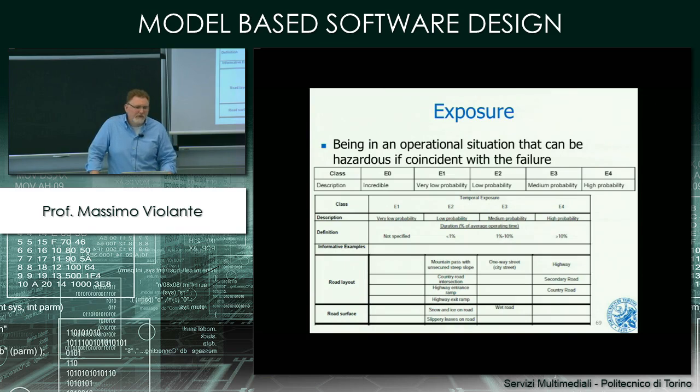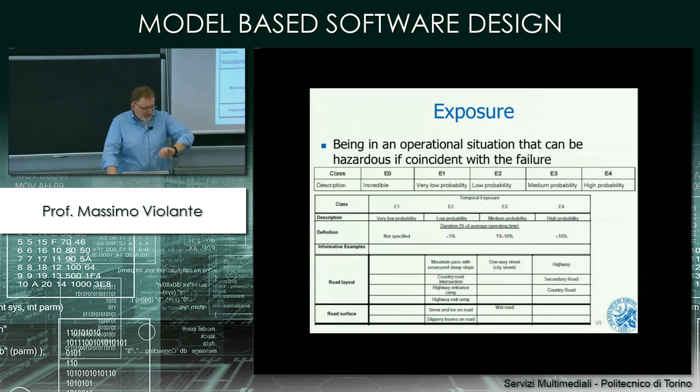High probability. The fault is of concern every time you ignite your car. Well, this is very probable. Every time you use the car, you turn it on. So it is very probable. Okay? And then we have, let's say, shades in between. We will see the rules of thumb to derive this value.